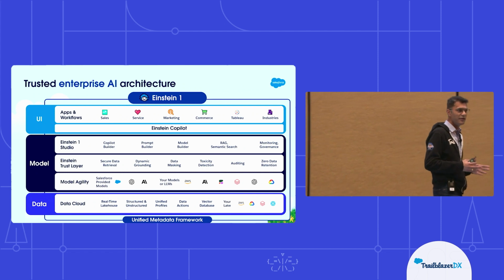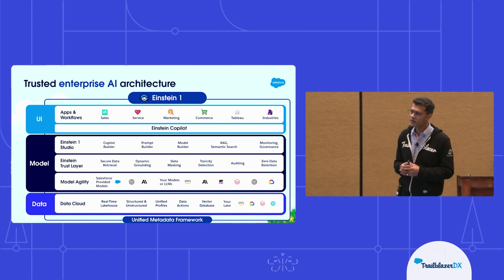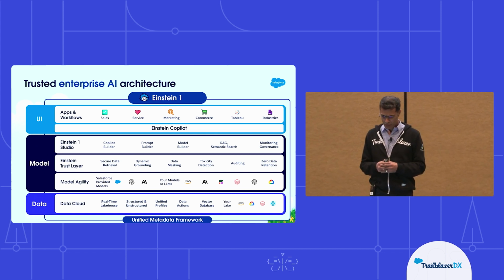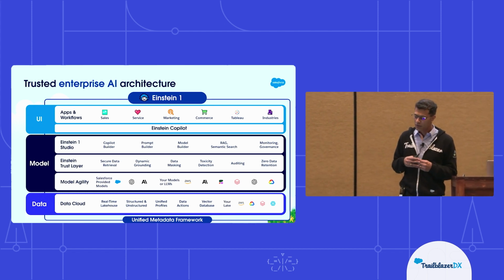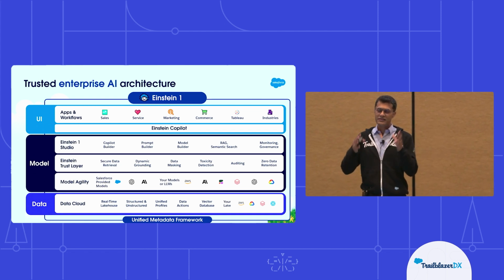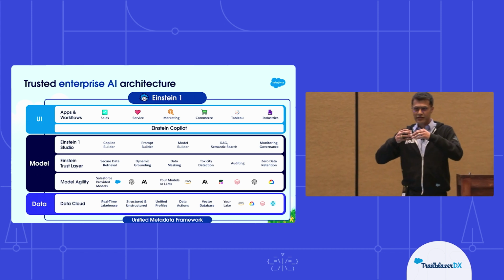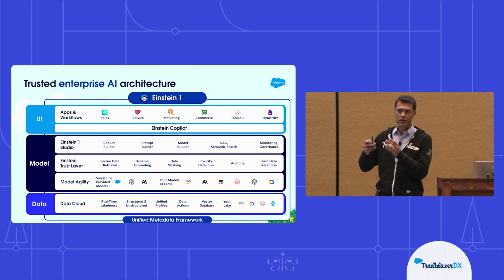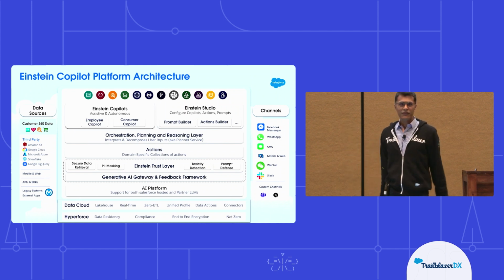I know you have seen this slide many times in this conference before. This is our Einstein 1 platform architecture. Einstein 1 is our AI architecture for enterprises. And yes, Einstein Copilot is an integral part of the Einstein 1 platform. The unified metadata framework that underpins the Einstein 1 platform extends and supports the Einstein Copilot metadata as well. So let's unpack this a bit and look at the detailed architecture of the Einstein 1 platform with a focus on Einstein Copilots.